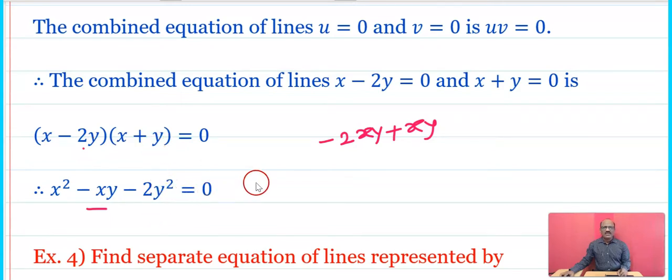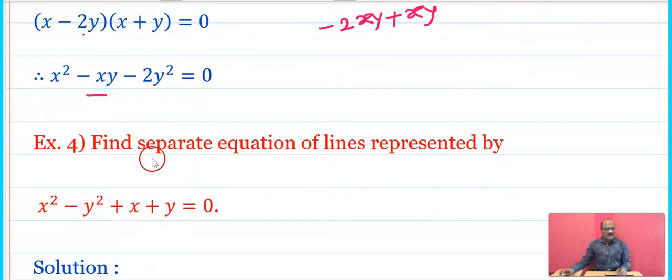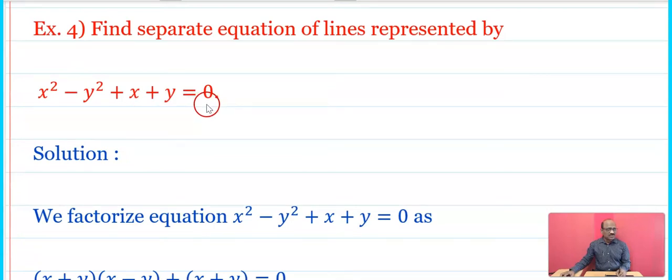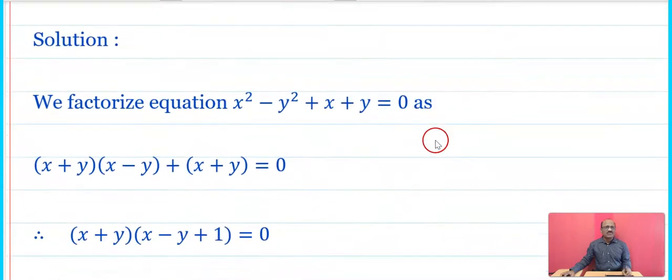Okay. Now the next is to find the separate equations of the lines represented by the given equation. Up to example number 1 to 3, we have learned the combined equation of the lines. Now we will separate the lines. First is x square minus y square plus xy equals 0. We factorize x square minus y square as x plus y in first bracket and x minus y in second bracket, plus xy equals 0.